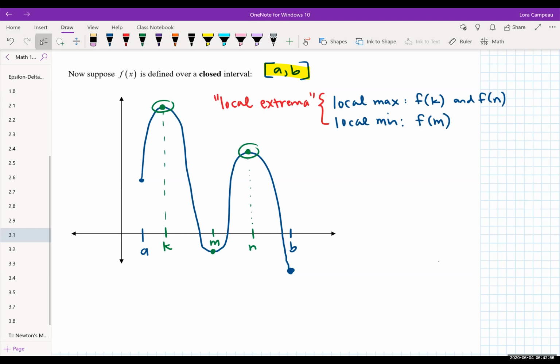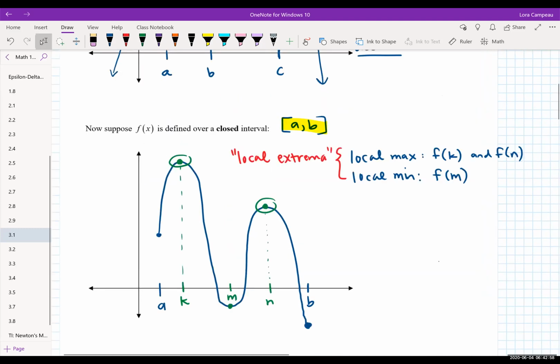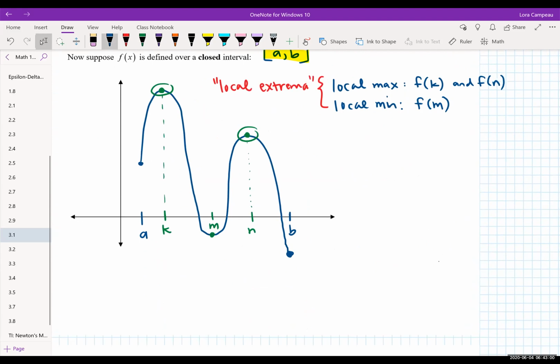So now we want to get into, let's talk about this absolute max, absolute min. So let's see if we can label those.